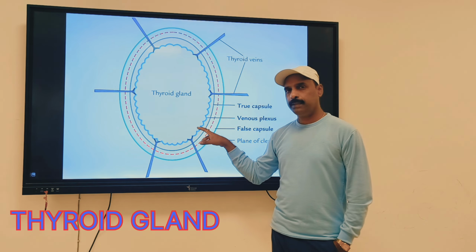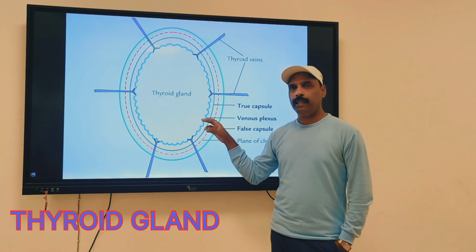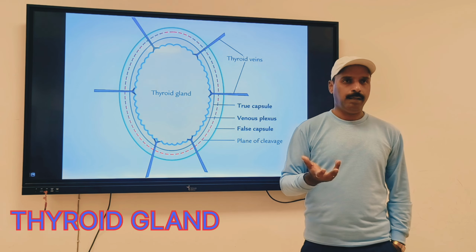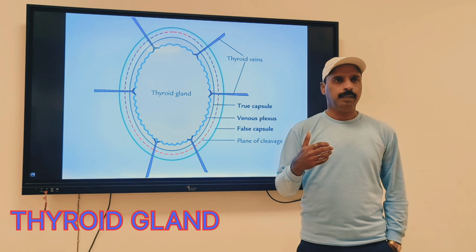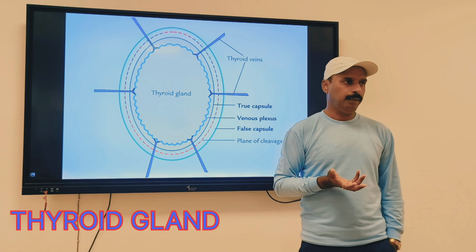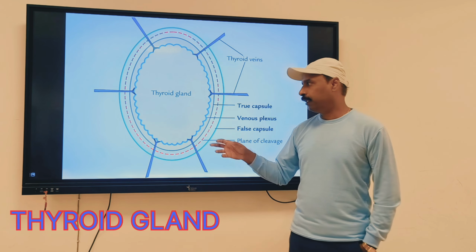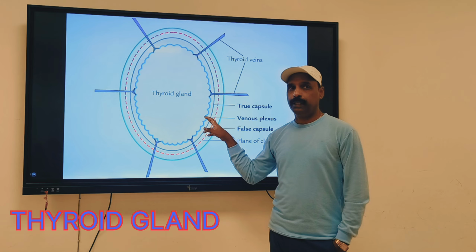Because these venous plexus are present below the true capsule, and if they are left behind, they cause hemorrhage. Bleeding can occur and may send the patient into shock. Then you cannot stop the bleeding. Even though the surgery is successful, there is a chance of bleeding if these venous plexus remain behind.